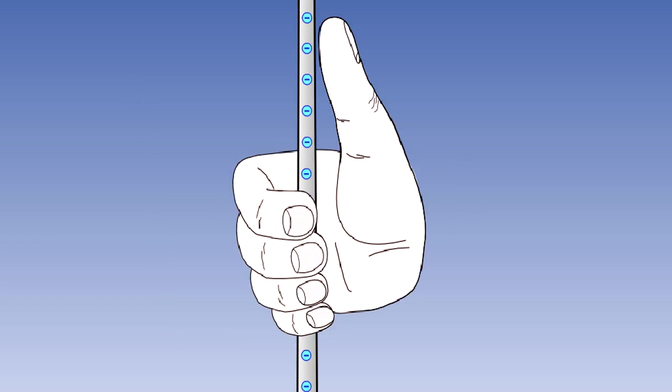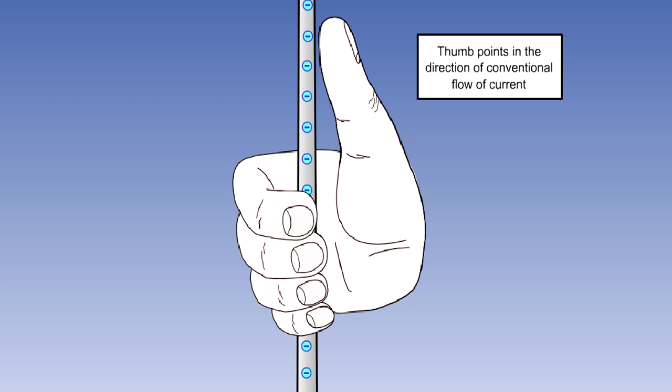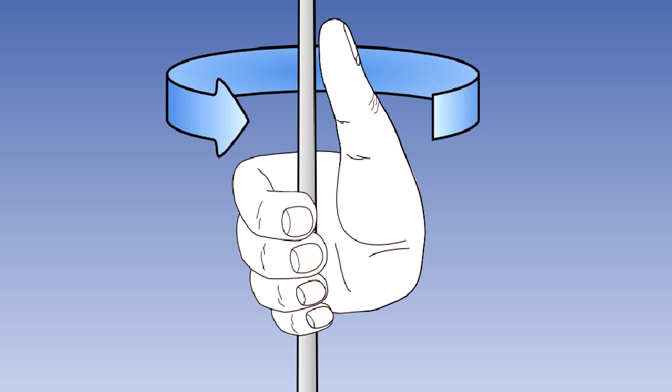A good technique to predict the direction of the magnetic field around a wire is to point the thumb of your right hand along the wire in the direction of the conventional flow of current. Remember, that is the opposite direction to the electron flow. The direction in which your fingers now naturally curl around the wire is the direction of the magnetic field.